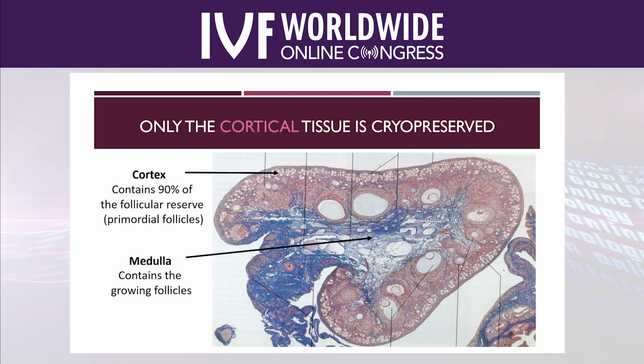We only cryopreserve the cortical tissue because this is where we have 90% of the follicular reserve, and these are also the follicles that are small enough to actually survive freezing and thawing. So this is the critical part, to isolate this cortical tissue.